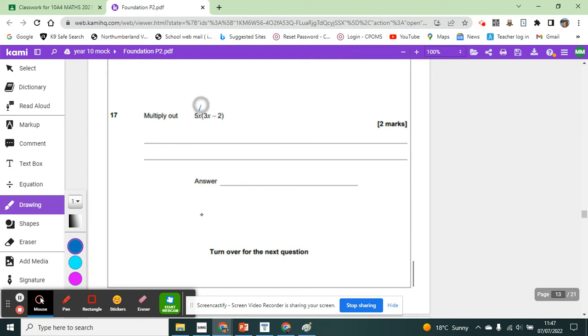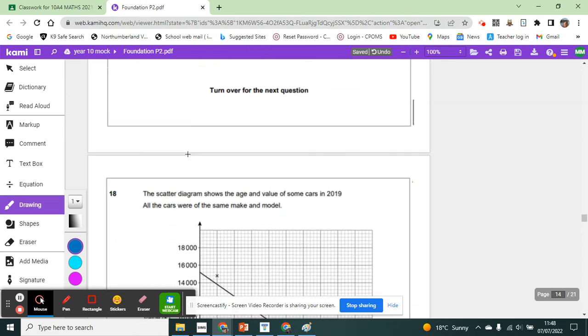Question 17, you've got to multiply out brackets. Now, when it says multiply, you put a little kiss at the top, making sure it's timesing. So we've got 5x times 3x. 5 times 3 is 15. x times x is x squared. That'll get you one of the marks. Then you've got to do 5x times -2. So that gives us -10x. And that would be multiplied out.